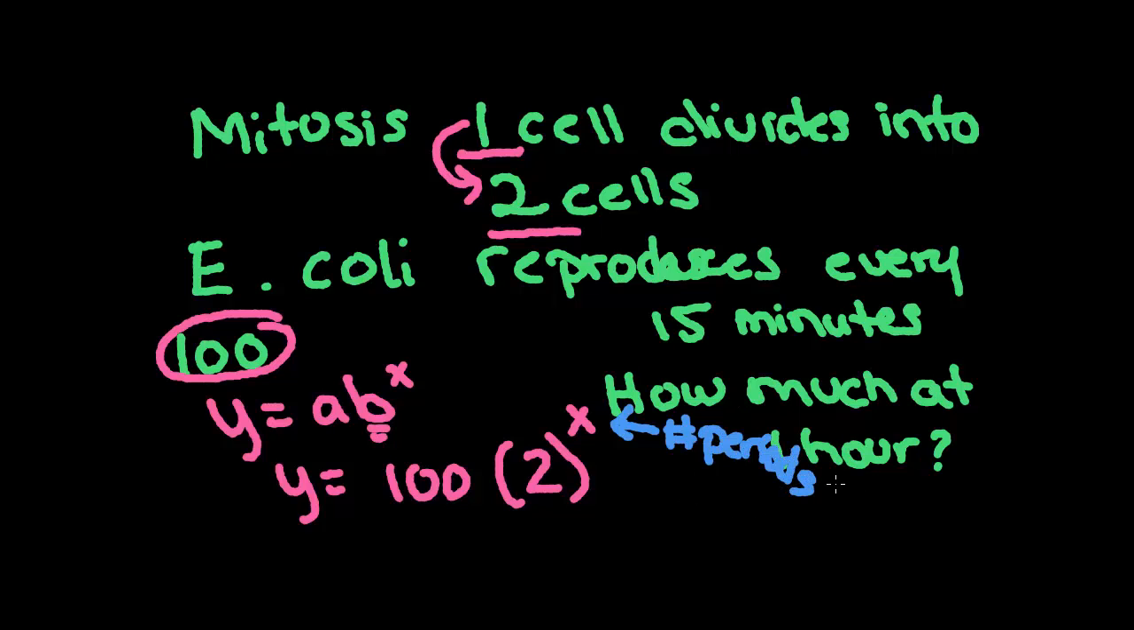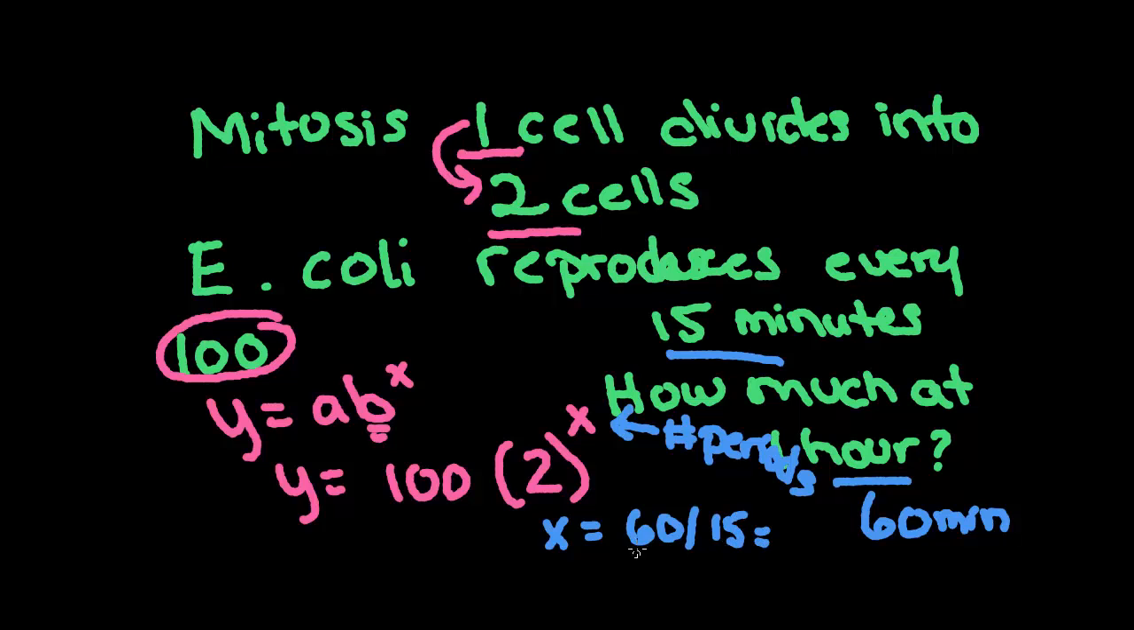So if we have 1 hour and every 15 minutes, first of all, notice that this is in minutes and this is in hours. So 1 hour is the same as 60 minutes. Now that they're in the same units, I can go ahead and divide, take the ratio in order to find my x. So x is equal to 60 divided by 15. How many 15 minute sections are there in 60 minutes? Well, that is equal to 4. So if I plug in 4 here on my calculator, I'd have 100 times 2 caret 4.